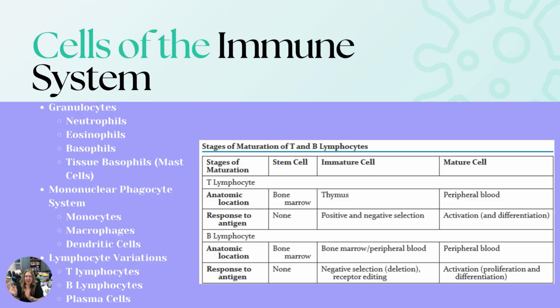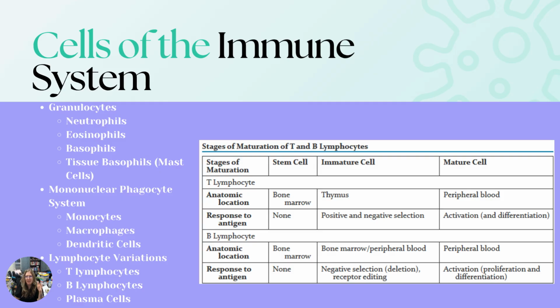All right, so this slide's really an organizational slide. On one side, you see that we have our granulocytes, which include our neutrophils, eosinophils, basophils, and the mast cells. Then we have those mononuclear phagocyte systems, which include our monocytes, macrophages, and those dendritic cells. And then our lymphocytes, particularly the B and T cells, plus plasma cells, which we'll talk about in a little bit.